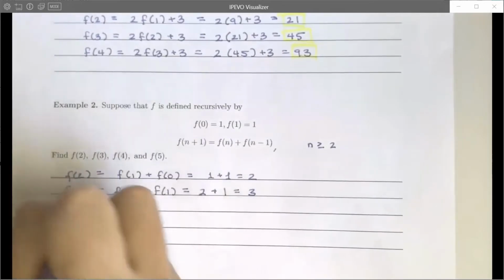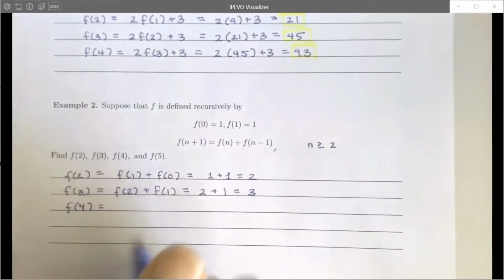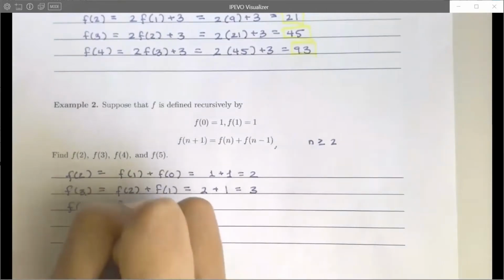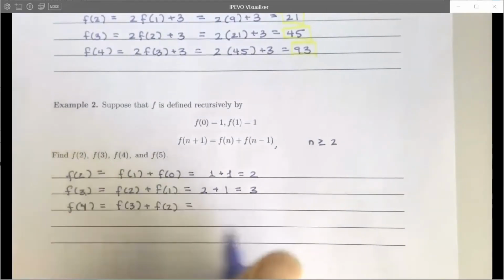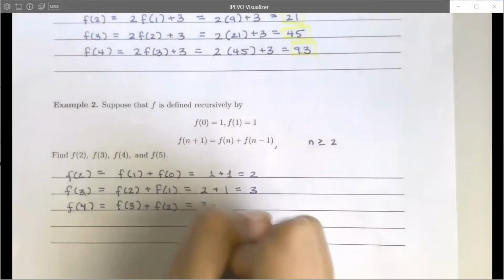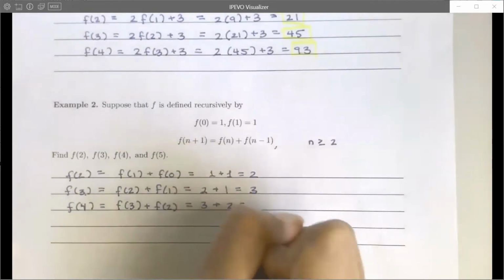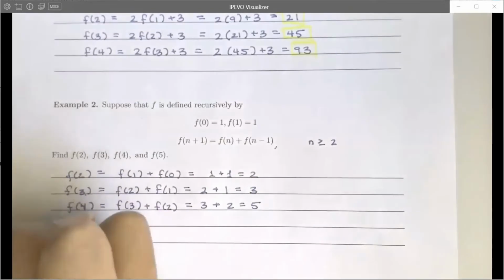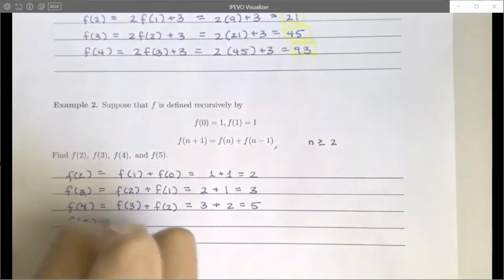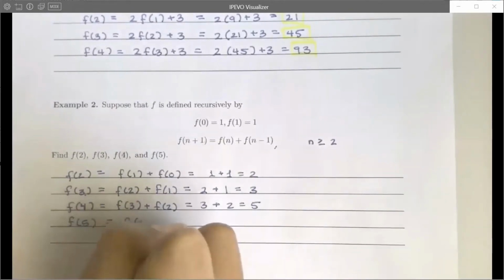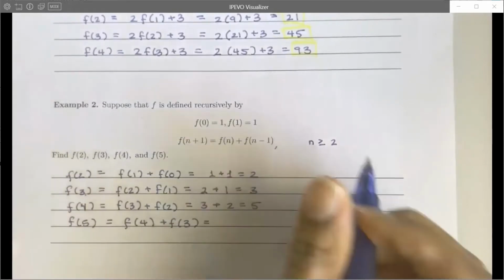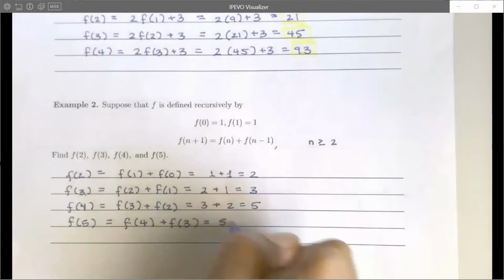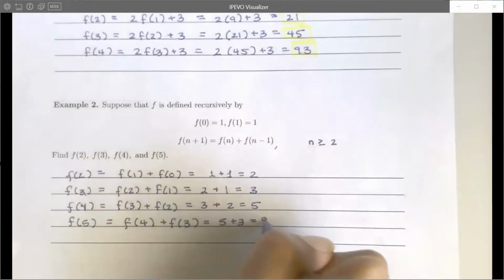Just to stay consistent, let's write out the whole process. f of 4 is going to be f of 3 plus f of 2. f of 3 is 3. f of 2 is 2. So the answer is 5. And last one, f of 5, that will be given by f of 4 plus f of 3, and that would be 5 plus 3, which is 8.